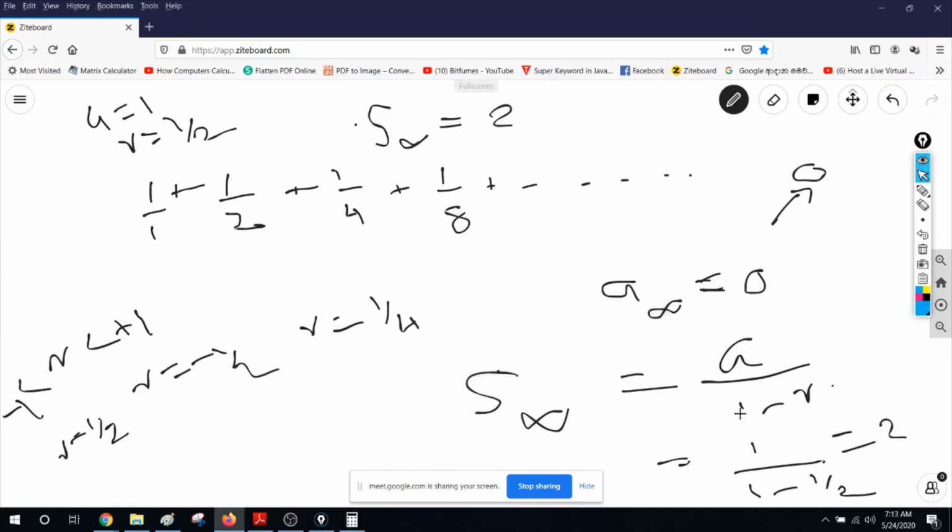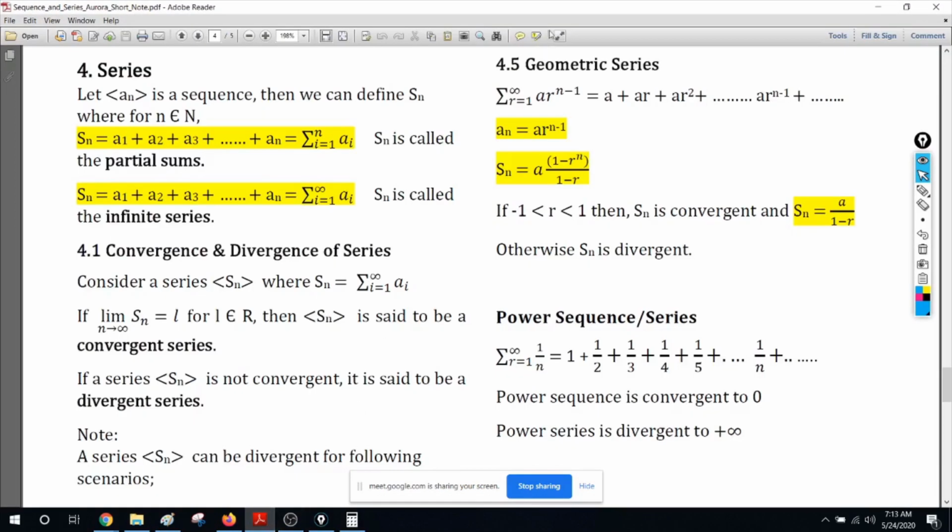Now you can see that yes, we can use the formula S infinity equals a divided by 1 minus r, and of course you can apply this when r is between minus 1 and plus 1. If r is not within this range, that means if r is 2, if r is minus 5, you can straight away say it's a divergent geometric series. Okay, so that is the only series we are interested in for your syllabus.